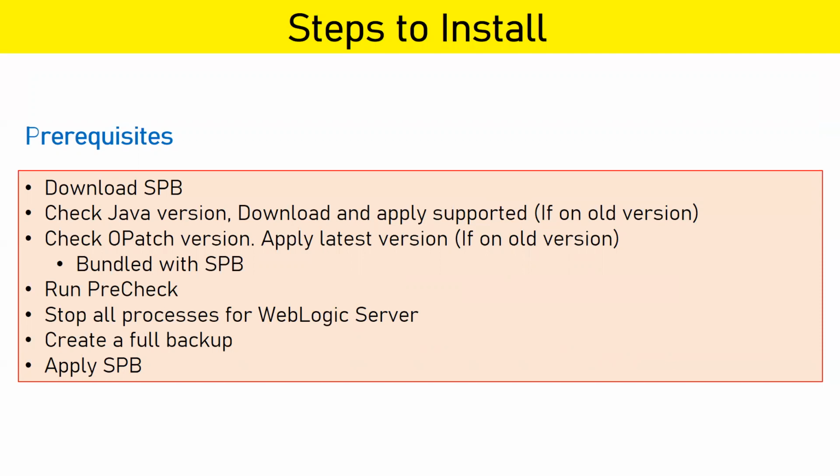So you have to be on the latest OPatch version. Okay, if it is not, then you have to first upgrade your OPatch as well. But this OPatch installer you don't need to download separately. It will come with the SPB. So once you have downloaded the SPB, you can upgrade your OPatch from that zip file.